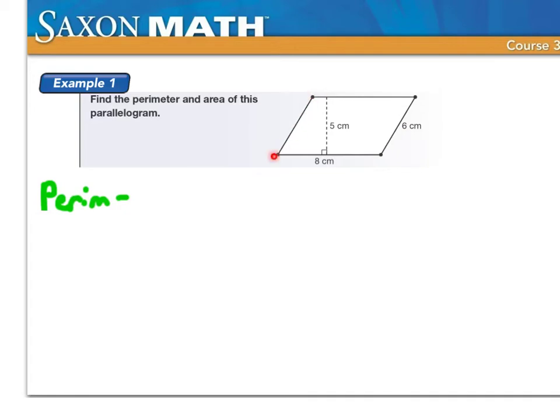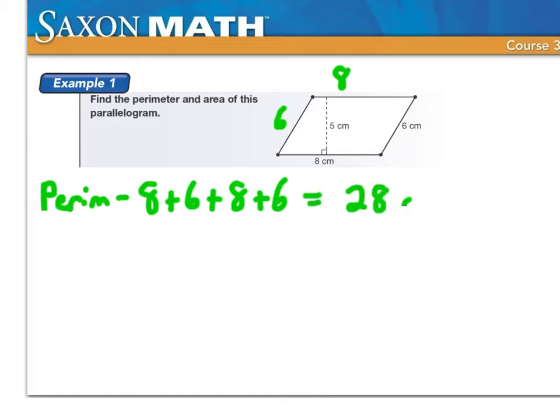So the base is 8, this side is 6, and a parallelogram works like a rectangle. So if this side is 8, this side is 8, and if this side is 6, then this side is 6. So we're going to go ahead and label these as well. And our perimeter is going to be 8 plus 6 plus 8 plus 6. And 8 plus 6 is 14, and I got 2 of those. 14 plus 14 is 28 centimeters for the perimeter. Again, perimeter never changes. You just add up all the sides.